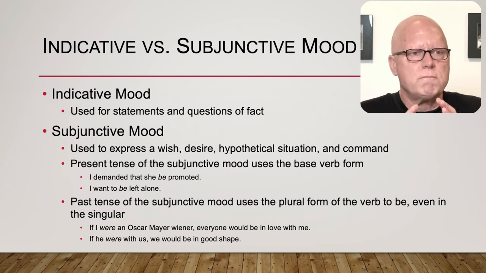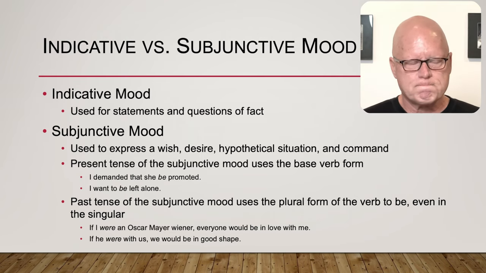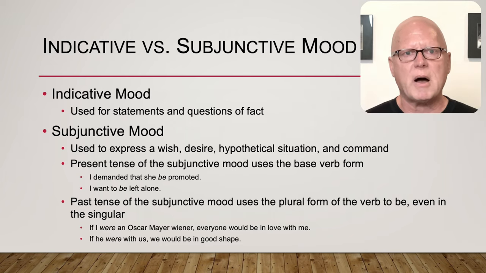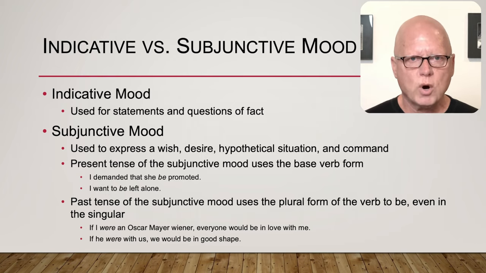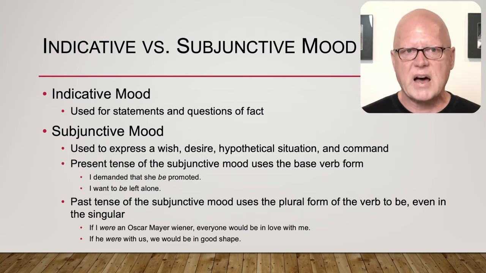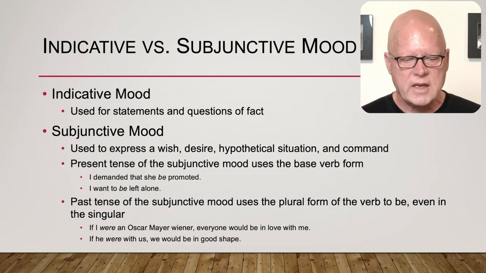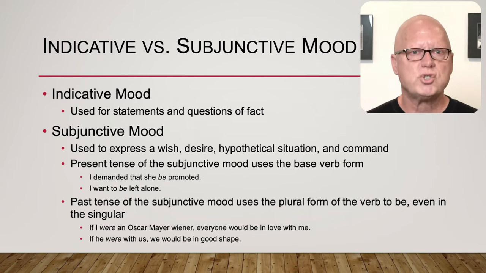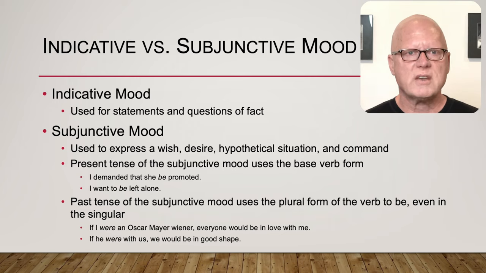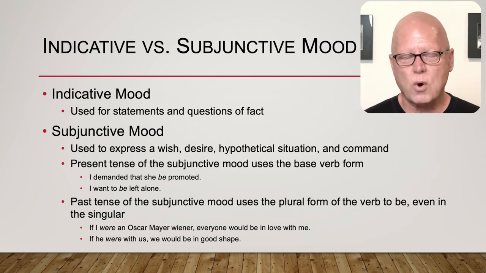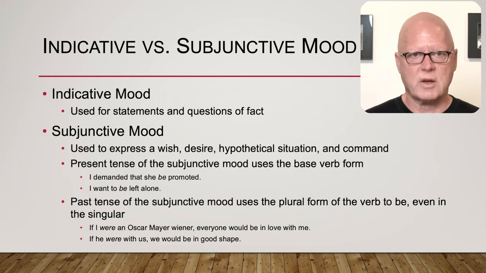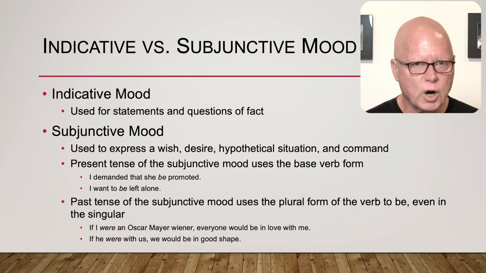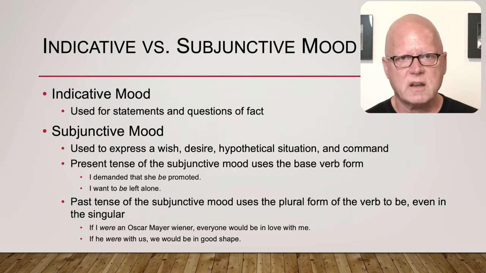Now, subjunctive mood generally becomes necessary when describing past tense constructions, such as, if you remember back to the early 1960s, the marketing song for Oscar Mayer hot dogs was, if I were an Oscar Mayer wiener, rather than if I am an Oscar Mayer wiener. So in this case, because I'm not a hot dog, I'm using the subjunctive mood and therefore using what we'd normally think of as the plural form of the verb to be, were, W-E-R-E. If I were an Oscar Mayer wiener, then everyone would be in love with me.